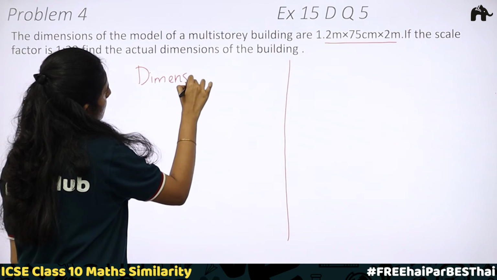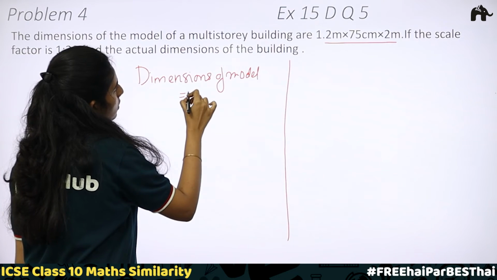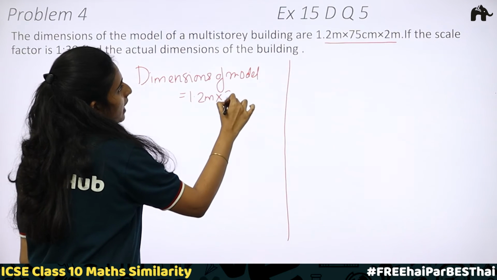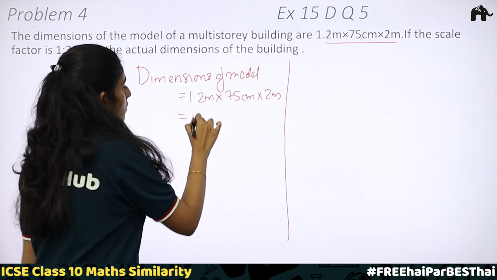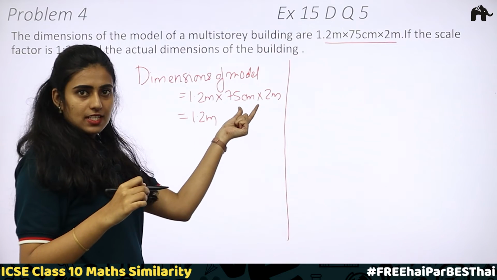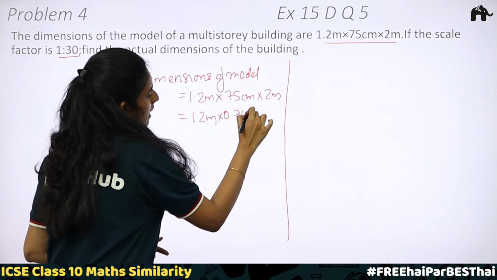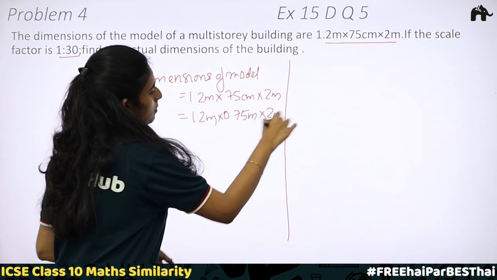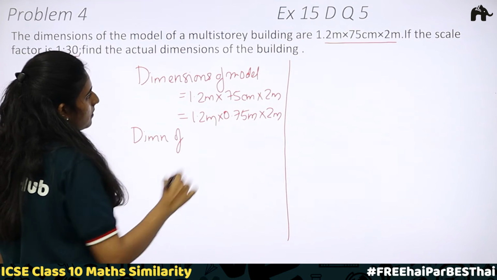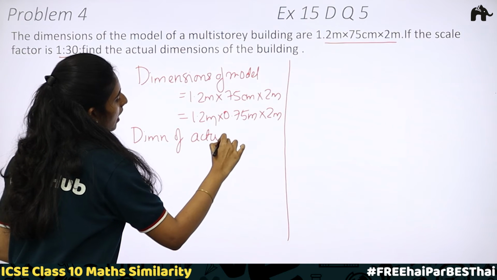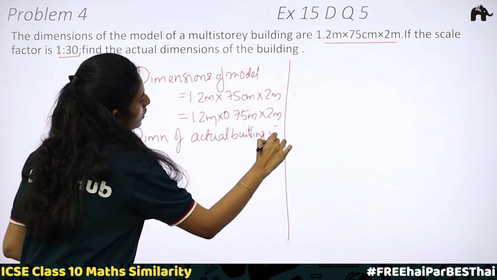Dimensions of model is equal to 1.2 meter by 75 centimeter by 2 meter, which is equal to 1.2 meter. We'll convert the 75 centimeter in units of meter. That is 0.75 meter by 2 meter. Okay. We need to find the dimensions of actual building. Dimensions of actual building. What else is given?